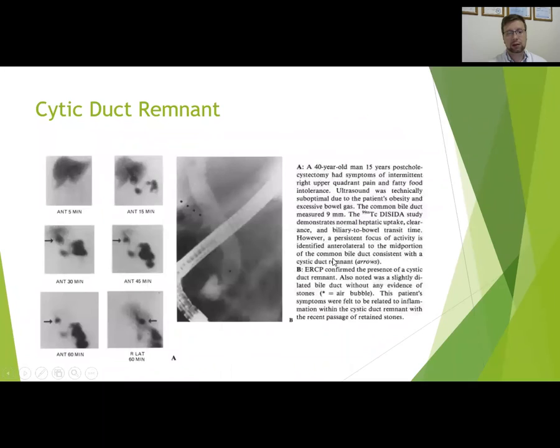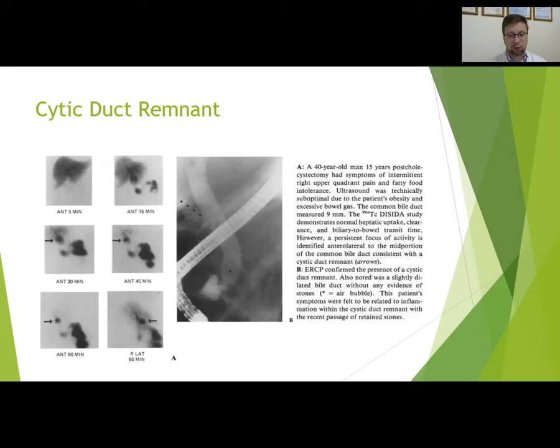On this slide, we can see an example of the cystic duct remnant. It's a 40-year-old man with a history of 15 years post-cholecystectomy, and he had symptoms of intermittent right upper quadrant pain and fatty food intolerance. Ultrasound was technically suboptimal due to the patient's obesity and excessive bowel gas. The common bile duct measured 9 millimeters.